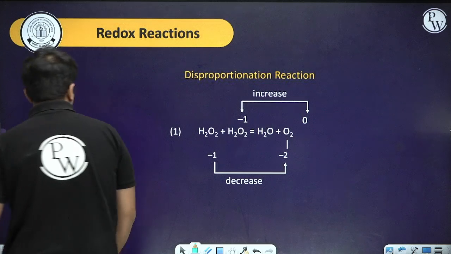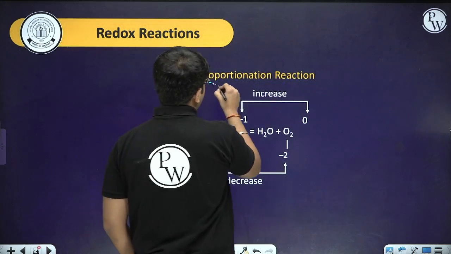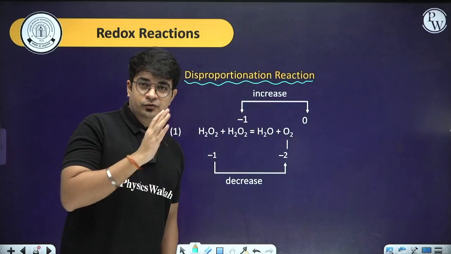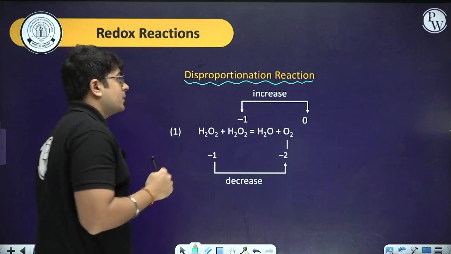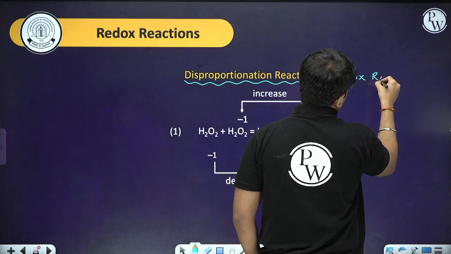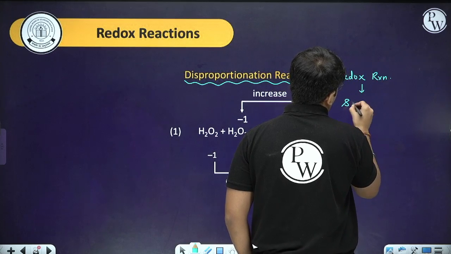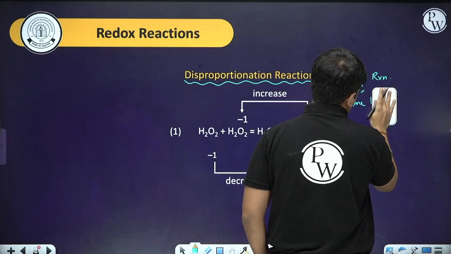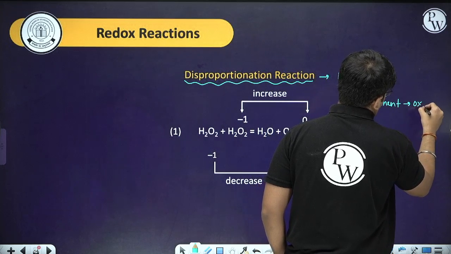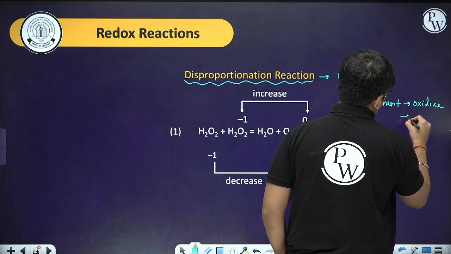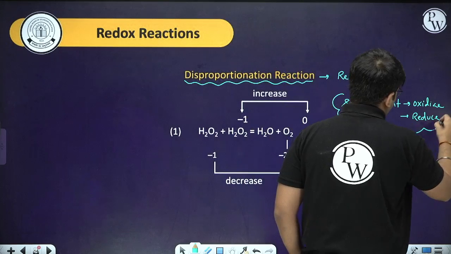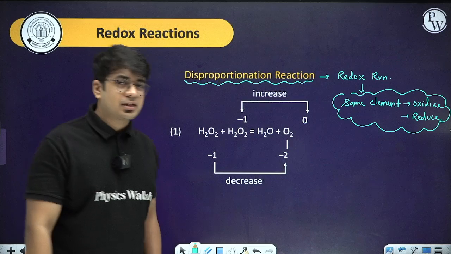Okay, now let's talk about the next part, which is definitely the disproportionation reaction, because we were talking about comproportionation. So it's better to first understand what a disproportionation reaction is. Disproportionation reactions are redox reactions in which the same element oxidizes as well as reduces simultaneously.